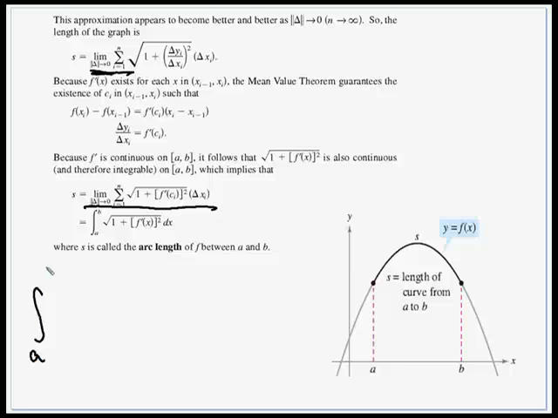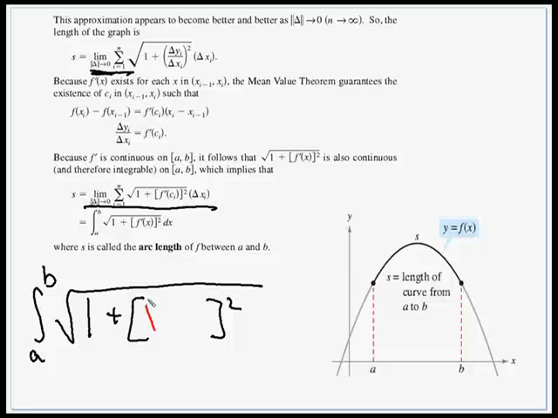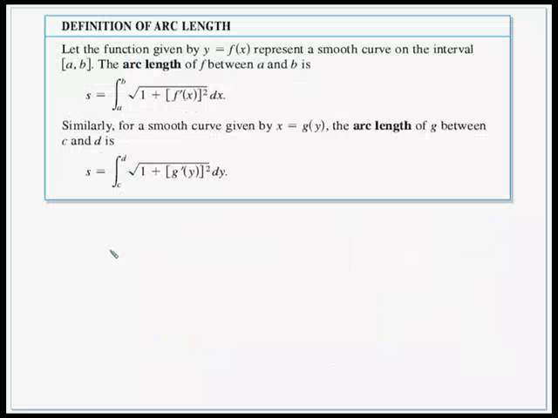The integral from a to b, and we have a radical. Underneath the radical is 1 plus a quantity squared. And that quantity squared is the derivative, f prime of x. So find the derivative, put it under a radical, squared, with a plus 1 in front of it, and we integrate from the left endpoint to the right endpoint. Seems simple enough. So here's the official book definition.